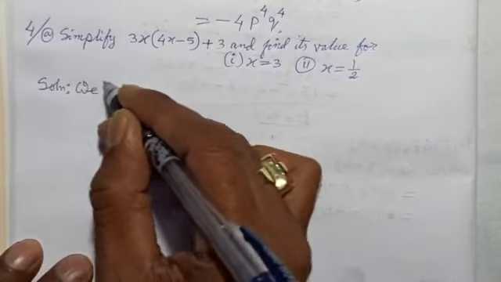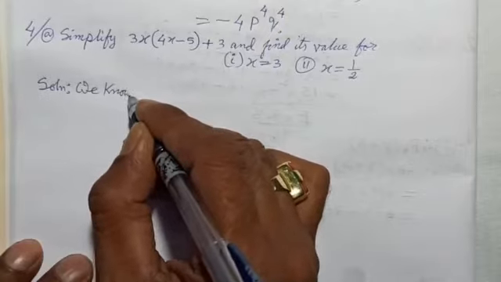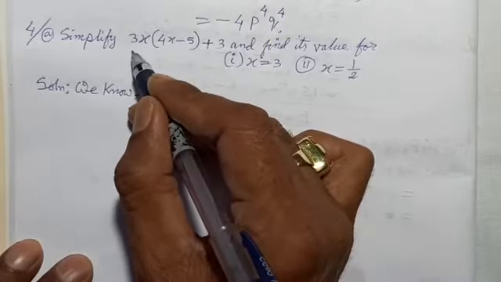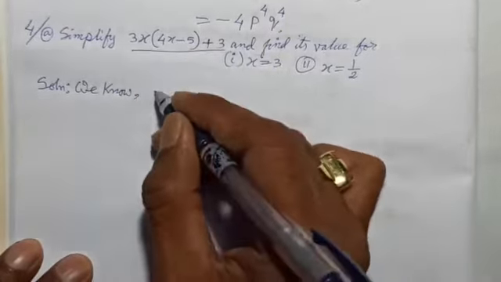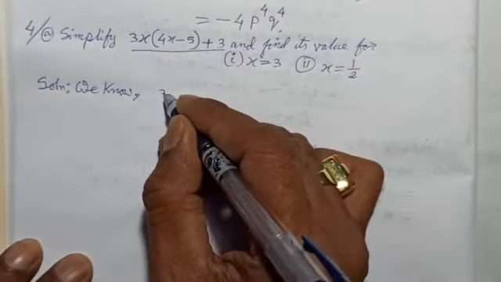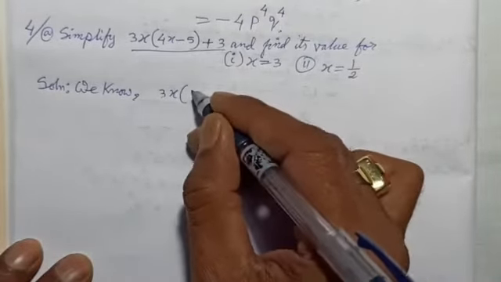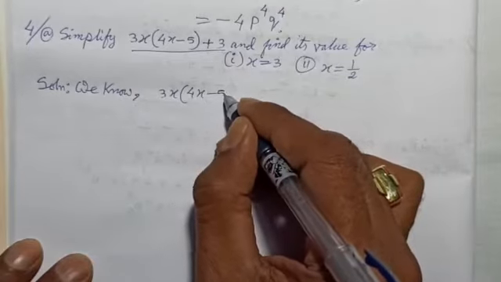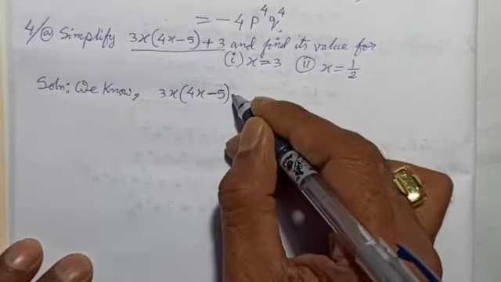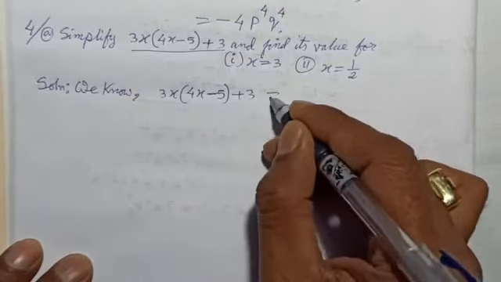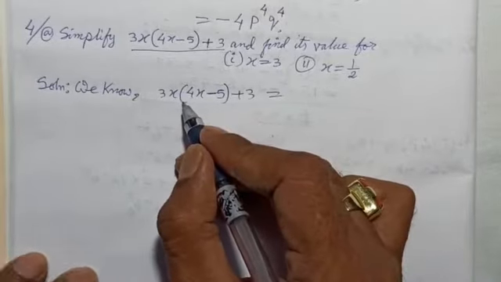We know, first we have to find out this value: 3x(4x - 5) + 3. Now let's find out this value. First let us finish this bracket.